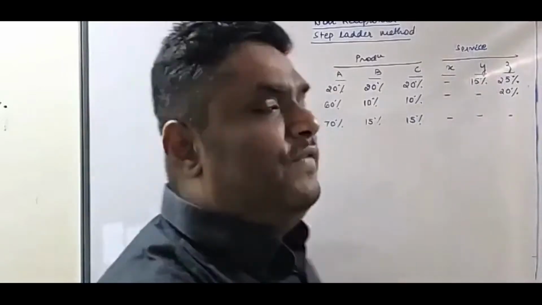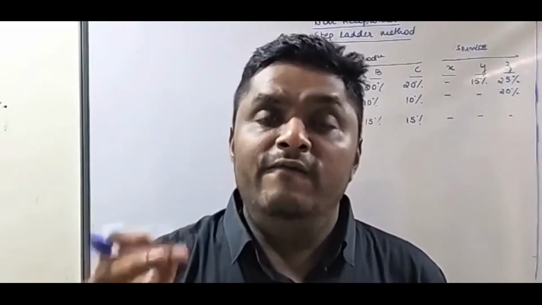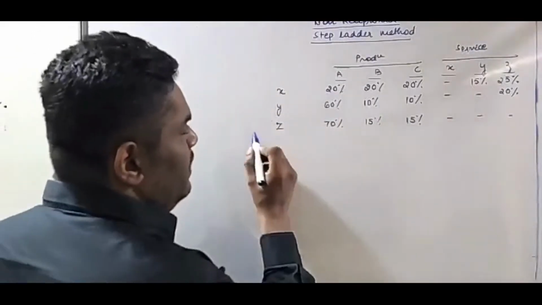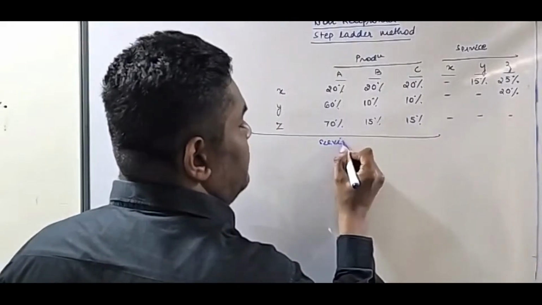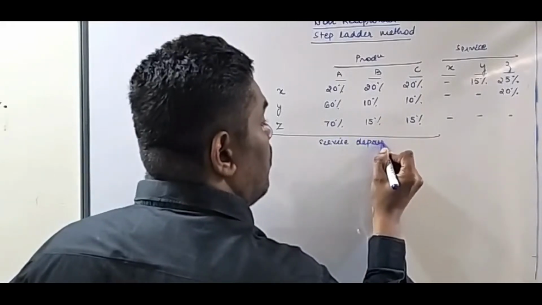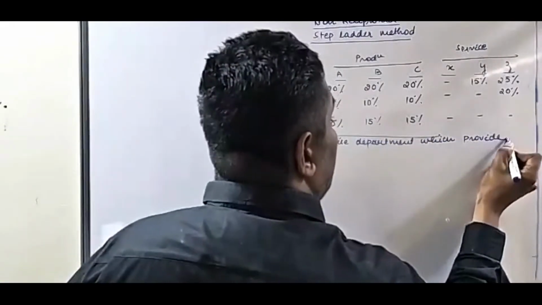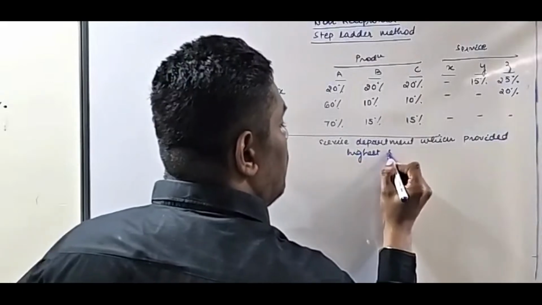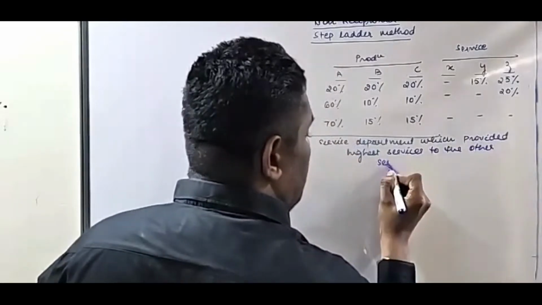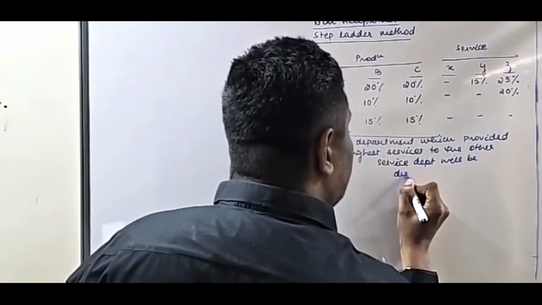So herein, we'll use step ladder method to distribute the overheads. The service department which provides highest services to the other service departments will be distributed first.